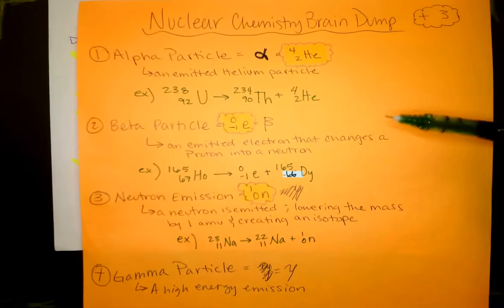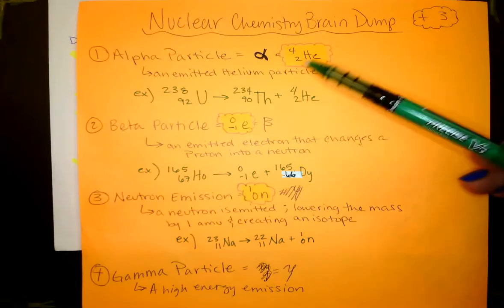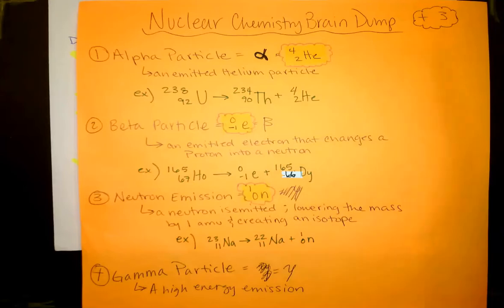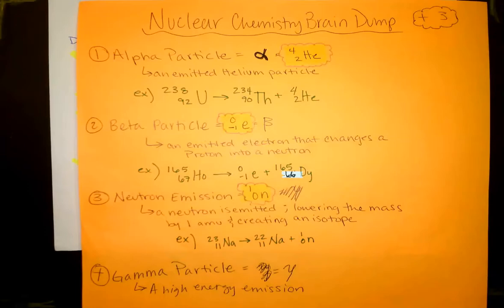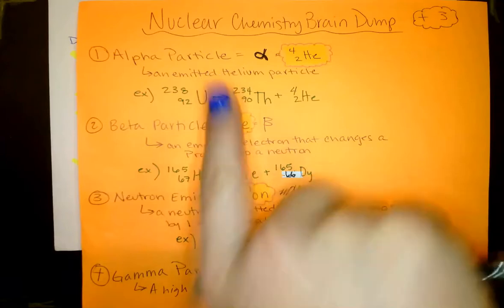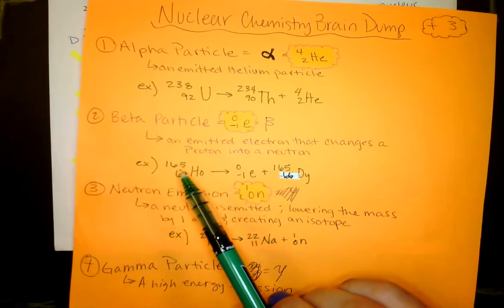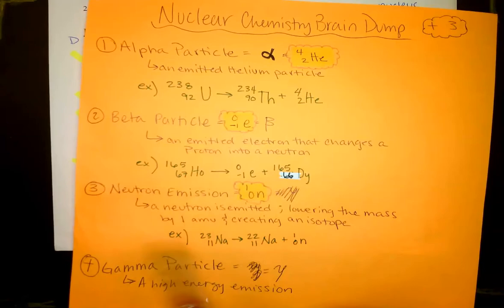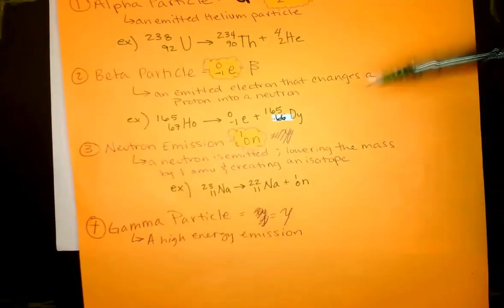Okay, so I just have 4 types of emission. I have an alpha particle, which creates a helium particle that gets emitted. A beta particle, which is an electron that's shot out from my atom, and it's able to change a neutron into a proton. So my mass will stay the same. See, my mass is 165 here and 165 here. The only thing that changes is I go from 67 to 66.